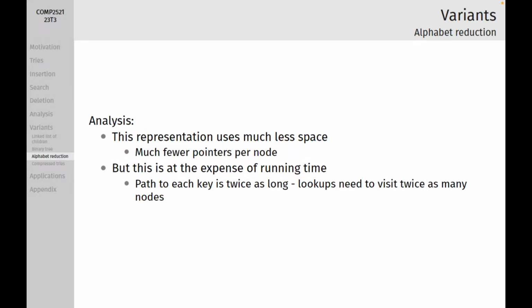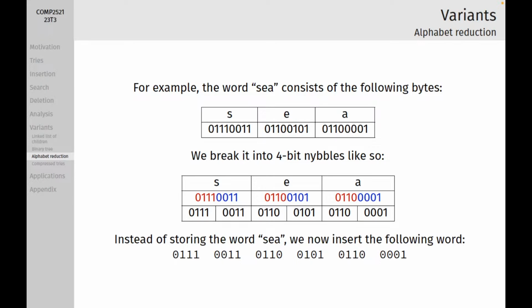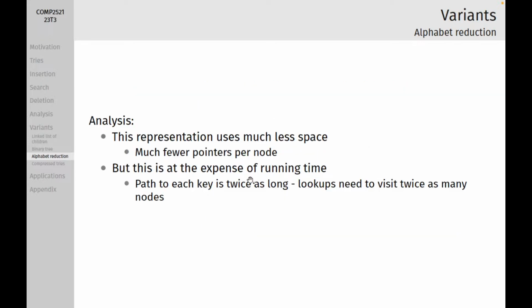So it uses less space, but probably more space than the previous variant that we talked about, which only adds 2 pointers to each node. But it does perform slightly better in terms of time, right? So the path to each key is twice as long, right? Because you need to traverse twice as many nodes. Okay, so that's another variation.